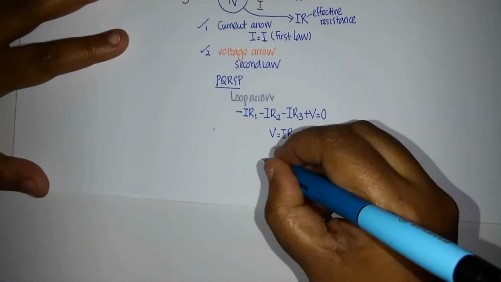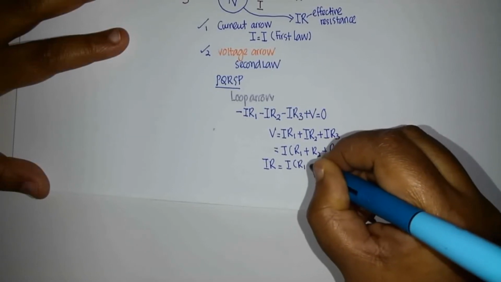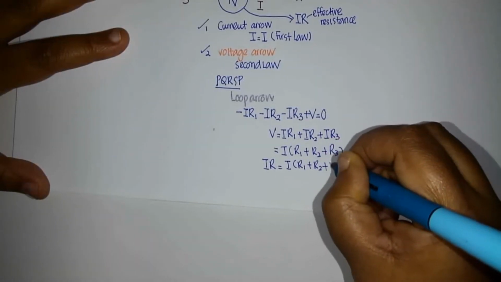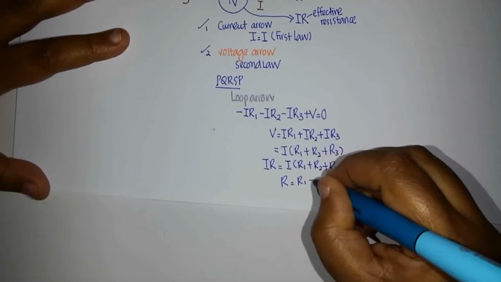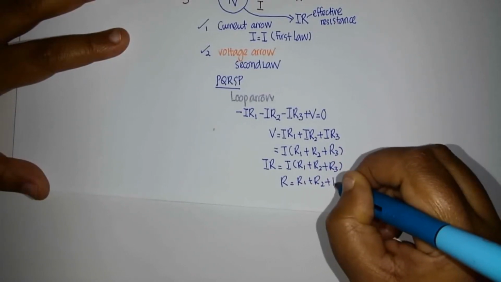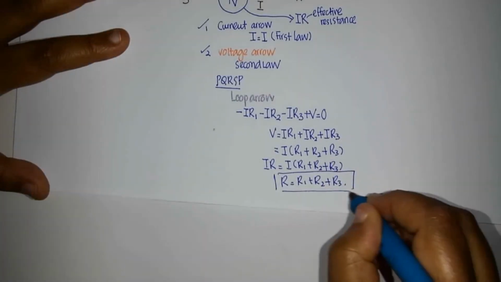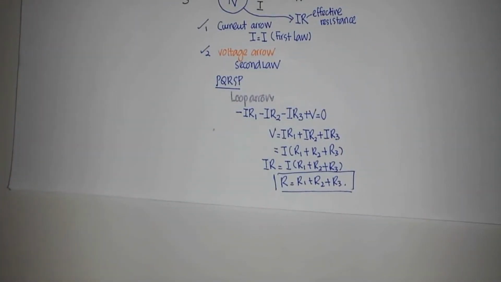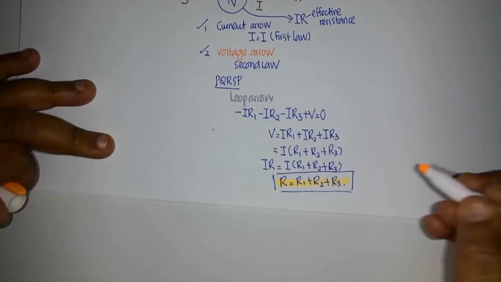So therefore I_R is equal to I R1 plus R2 plus R3. So R is R1 plus R2 plus R3. So to find the effective resistance in a resistor itself, this will be the formula, which I know you are familiar with when you studied in your Form 5.